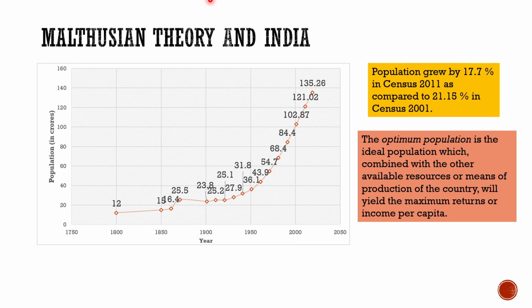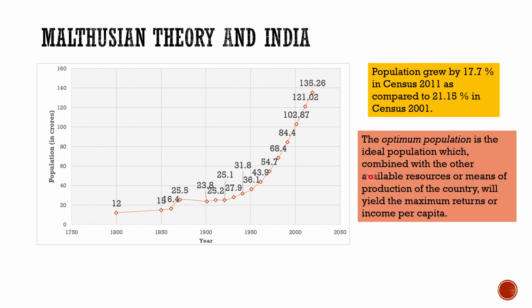Now we'll see whether this Malthusian theory is actually working in India or not, considering only population growth here. We see the population has grown very rapidly from 1950 to 2001. In the last decade, according to census 2001, the population grew by 21.15% over the decade. We see that the population growth rate has decreased, but even now the population is increasing very rapidly. Forecasts say that in 2019, the population of India stood at somewhere around 135 crores.